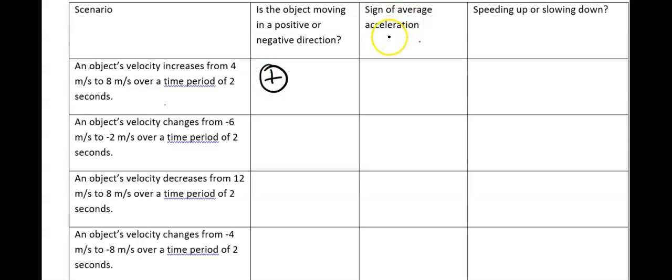Let's look at the sign of average acceleration. I'm just going to calculate it. Average acceleration is Vf minus Vi over delta t. Final velocity in this case is 8, minus initial 4, over 2. So that gives us 4 over 2, which is positive 2. So this is positive. And is the object speeding up or slowing down? Well, it's gone from 4 to 8, so it's getting faster. So it's speeding up.